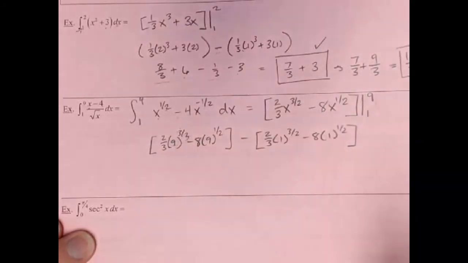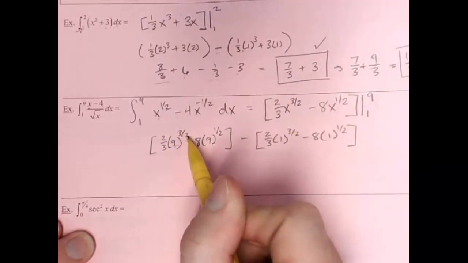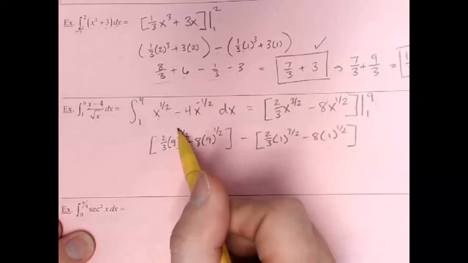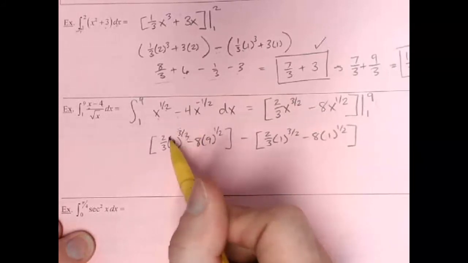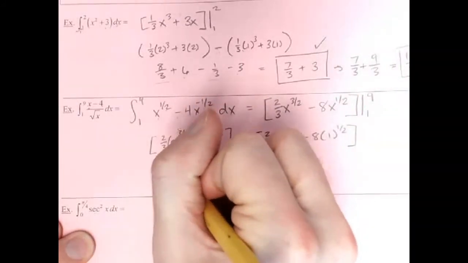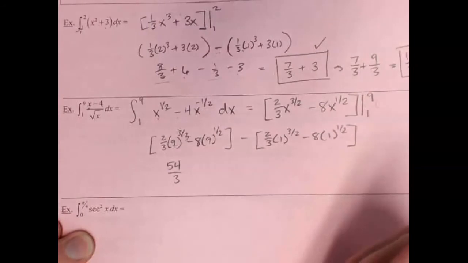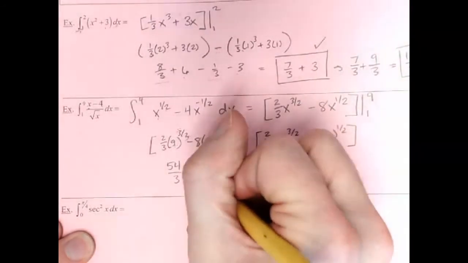All right, so let's look at this. 9, if you square root it, would give you 3. And then 3 to the third power is 27. So here, this is all 27. And 27 times 2 would give me 54 thirds. 9 to the 1/2 power is 3. 8 times 3 would be 24.